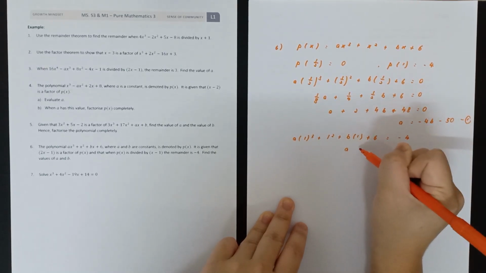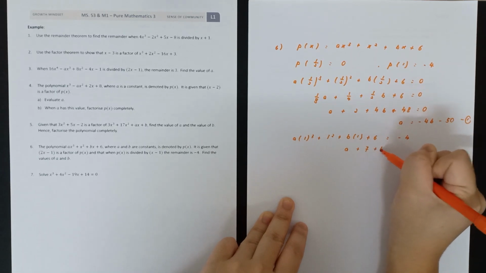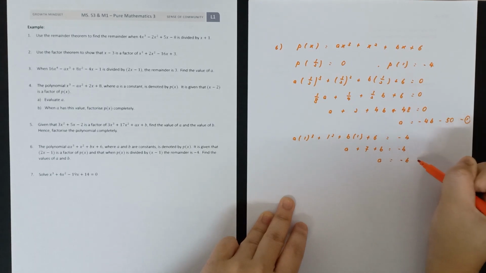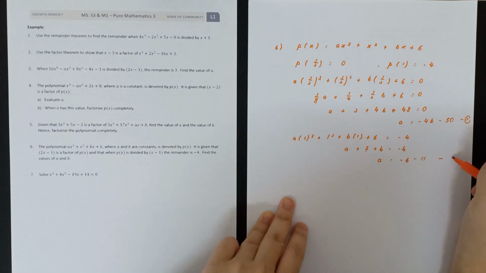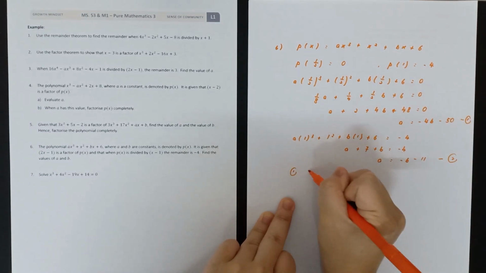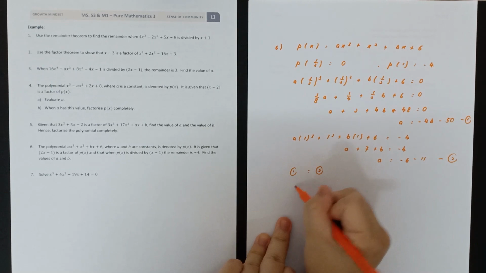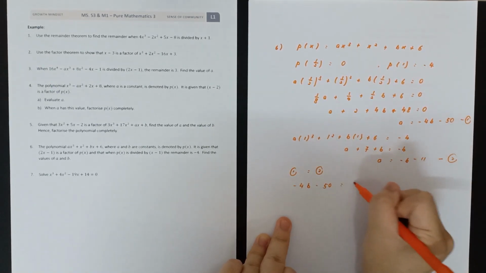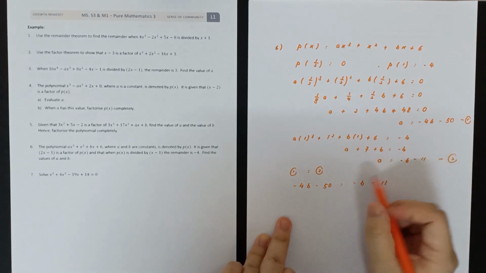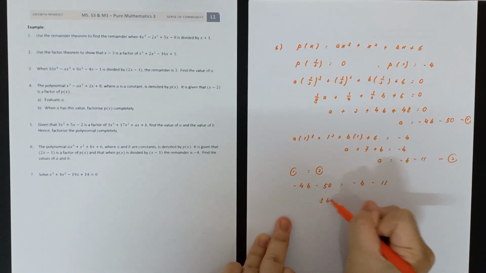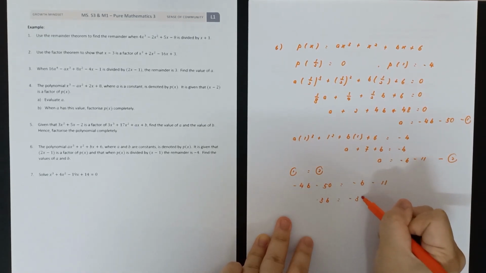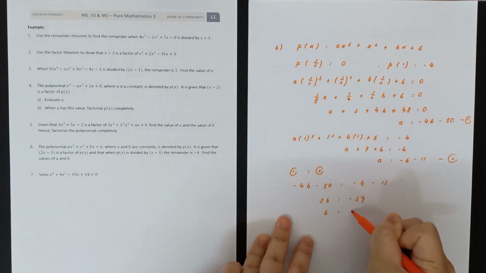Okay, so a plus 7 plus b equals negative 4. Meaning a will be equal to negative b minus 11. So this is your second equation. Let us put them together. So a equals negative 4b minus 50, which equals the other equation, negative b minus 11. When I move things around, I get 3b equals negative 39. So my b will be equal to 13.